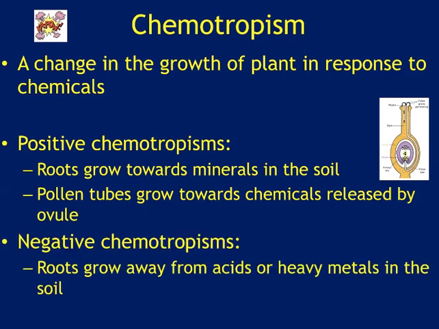And negative chemotropism is if you have heavy metals or acids or something horrible in the soil, the roots will actually try and grow away from it to protect themselves, which is kind of clever. Okay, so that brings us to the end of chemotropisms and the first part of this lesson.